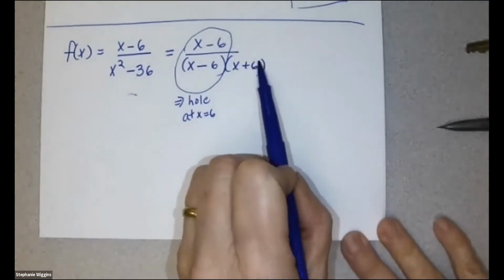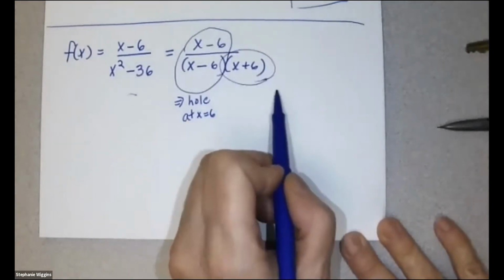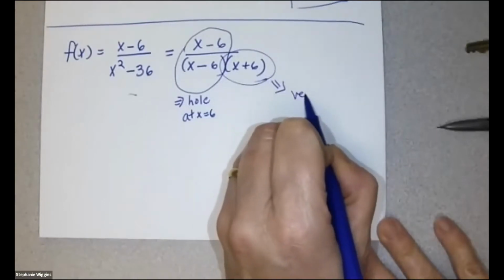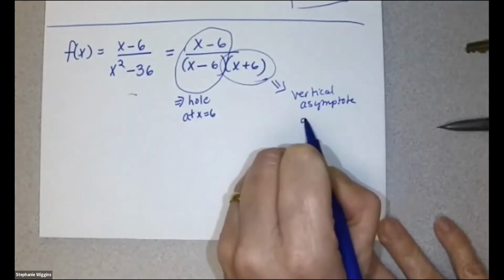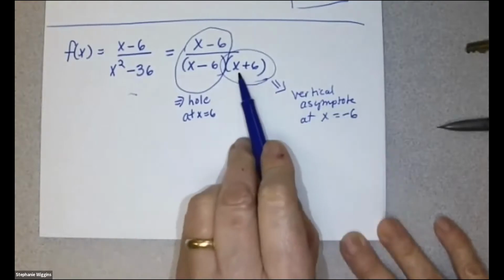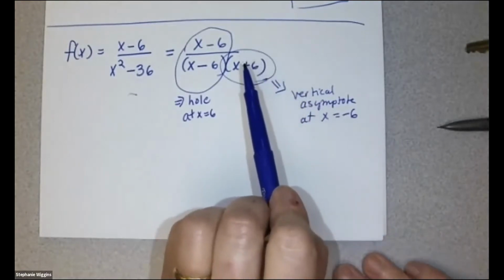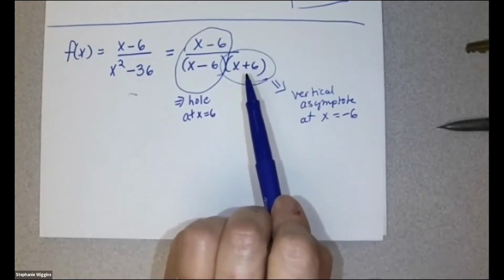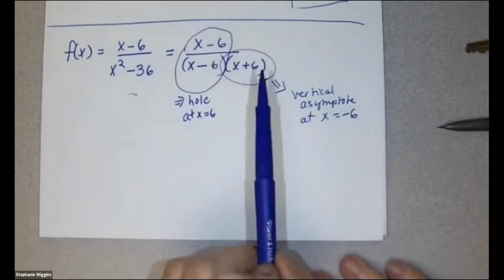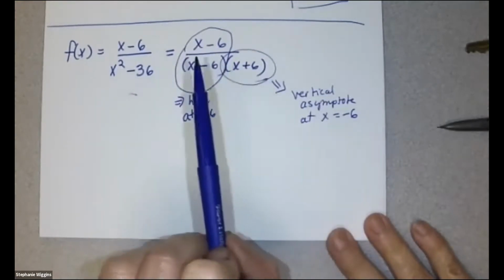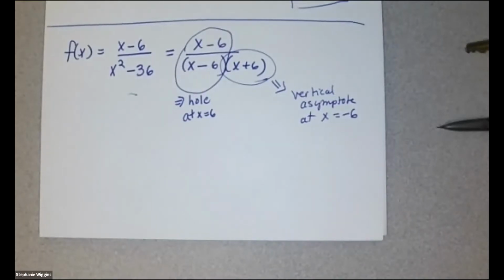But this one doesn't have a factor that goes with it, but it's still in the denominator. So this one right here means I have a vertical asymptote at x equals negative 6. Because if I plug in negative 6 here, I'm going to be dividing by 0. So it's undefined because that's in the denominator, but there's no factor that goes with it. So it's not a hole, it's a vertical asymptote. So if it's missing a factor in the numerator, it's a vertical asymptote. If it has a matching factor, then it's a hole. Okay? See how easy that is to do?